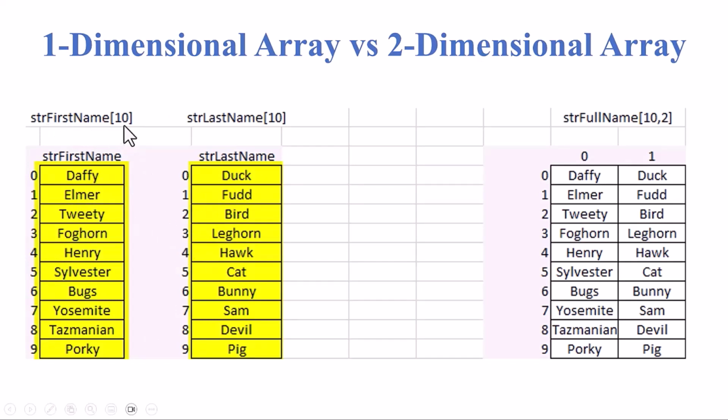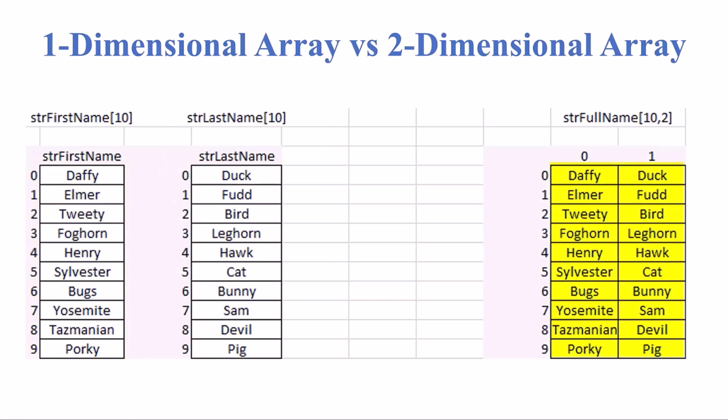We've got a string first name with 10 elements, string last name with 10 elements. We've got Daffy and Duck in here. So we've got all the first names in here and all the last names in here. If you look at the indices of 0, we can look at str first name 0 and str last name 0 and get Daffy Duck and put it someplace, stick it on a label or whatever we want to do. Same thing with Elmer Fudd, Tweety Bird. The indices are always the same for these particular things. Works out fine. We certainly do a lot with it.